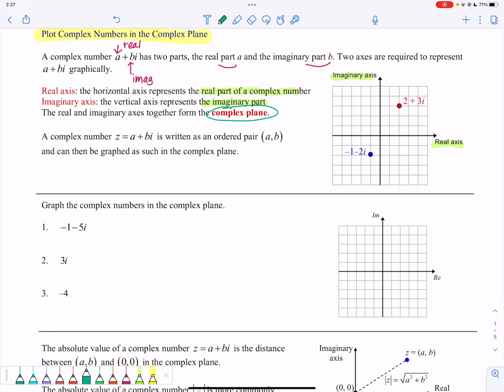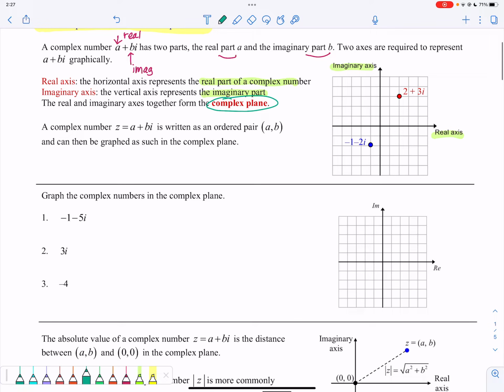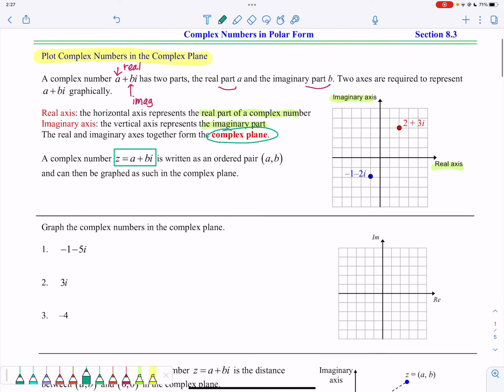A complex number, z equal to a plus bi, is written as an ordered pair (a, b), and can be graphed as such in the complex plane. So as you can see, 2 along the real axis and then 3 along that imaginary axis.